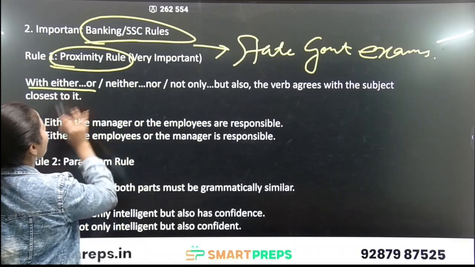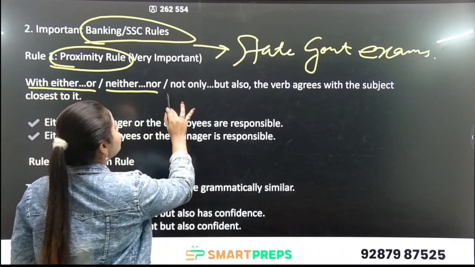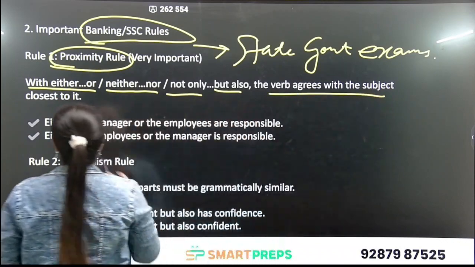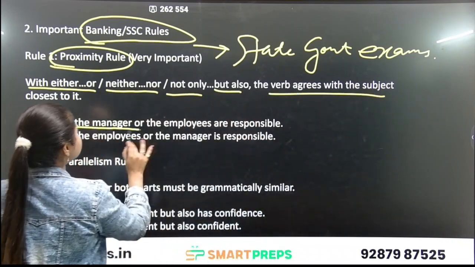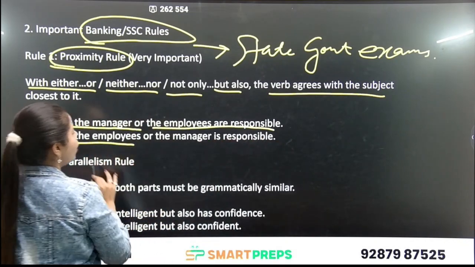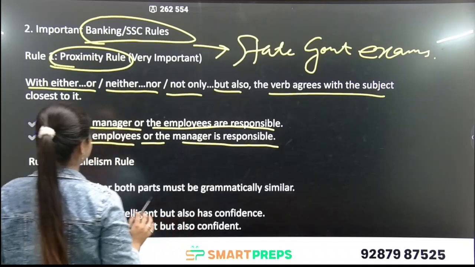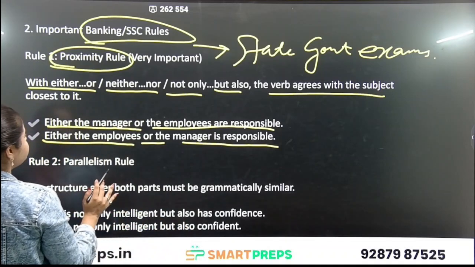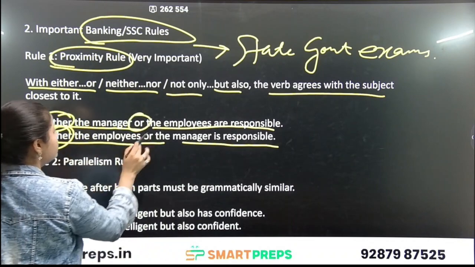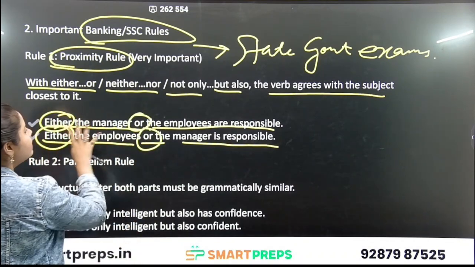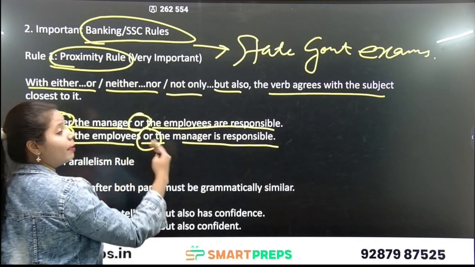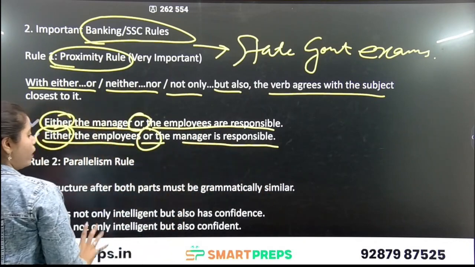With either or, neither nor, not only but also, the verb agrees with the subject nearest to it. Now, either the manager or the employees are responsible. Either the employees or the manager is responsible. Here also either or: either the manager or the employees are responsible, or we can say either the employees or the manager is responsible. I hope you can get it.